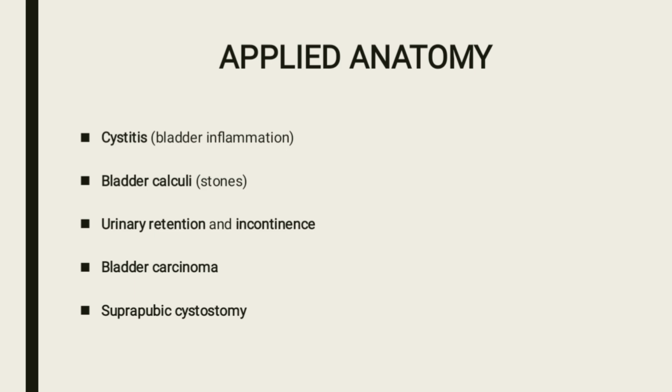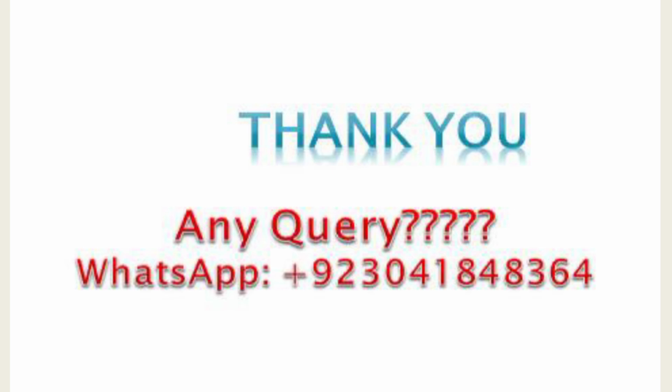Suprapubic cystostomy is a surgical procedure where a catheter is introduced into the bladder through the suprapubic approach, through the anterior abdominal wall, which is done in acute urinary retention. So to summarize, we have discussed the anatomy of the urinary bladder, including its location, external and internal features, blood and nerve supply, histology, and important clinical aspects.